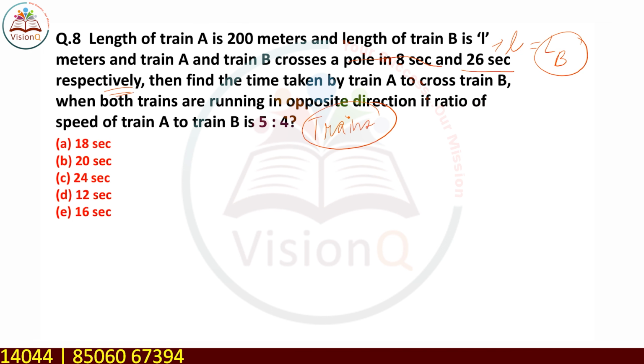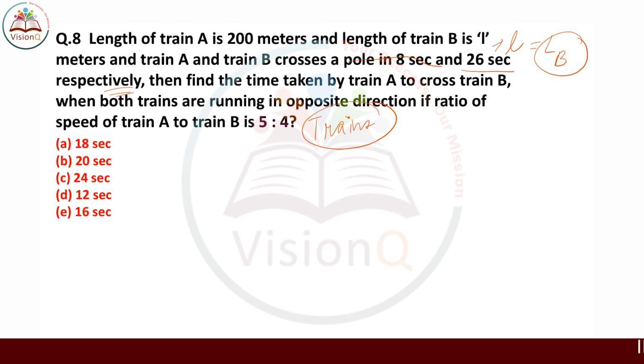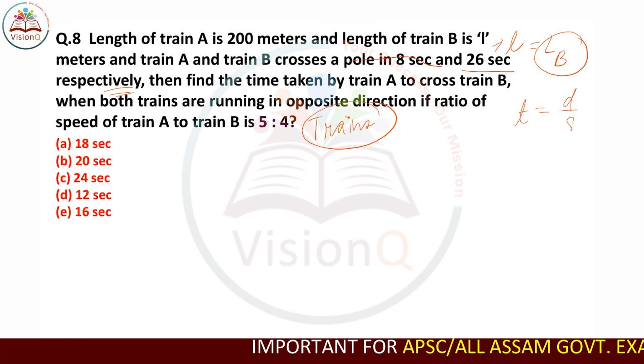In questions on trains, the starting point is always the time. We all know time is distance divided by speed. Now, when a train crosses a pole, the distance covered is equal to the length of the train. When a train crosses a pole, it covers a distance equal to its own length, which is L, divided by speed.